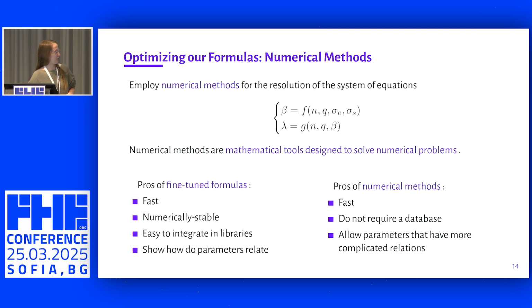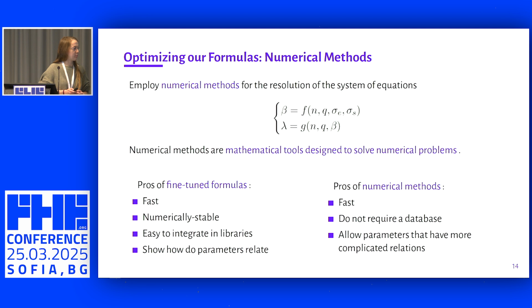What are the pros of these two methods? Both are fast. The fine-tuned formulas one is numerically stable, easy to integrate in libraries, and shows very well how parameters relate in security. On the other side, the numerical methods do not require a database, which means that we don't have to stick to some values of the parameters, and allow parameters that have more complicated relations. So in particular, we use it also for the study of the hybrid attack.